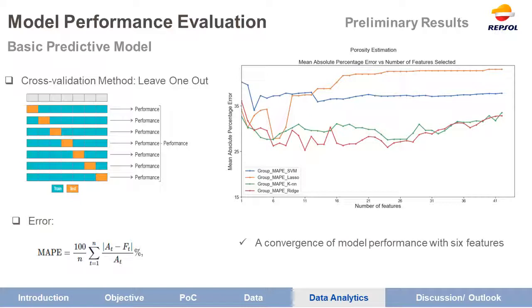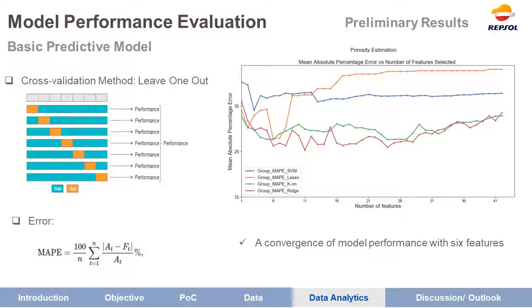As a first approximation, we compare three linear algorithms, the support vector machine, the ridge regressor, and the lasso regressor, and also the k-nearest neighbor to predict the porosity. In the graph, you can see the comparison of the algorithms' performance versus the number of features selected for training. Notice the convergence of three of the algorithms to a lower error using six of the features. There is also a tendency of the models to increase the error after using 26 features.